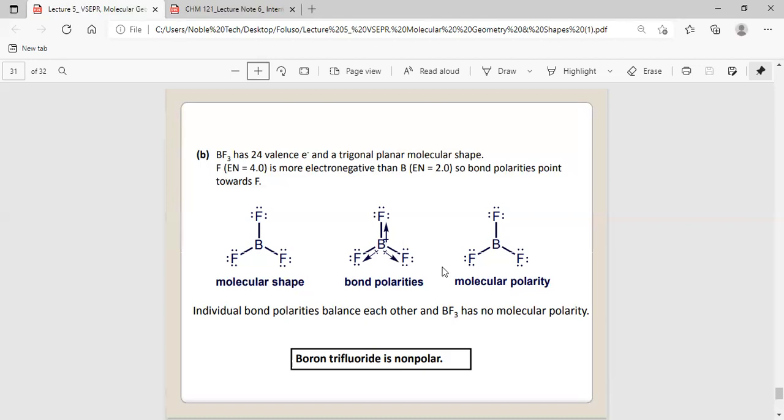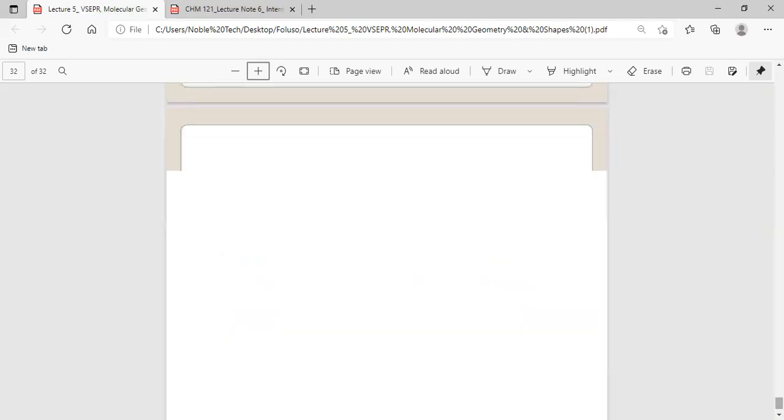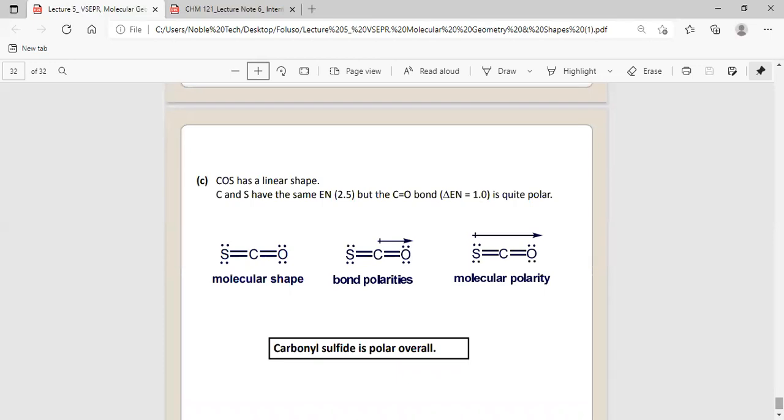As this is pulling this, then pulling that and pulling that, they counter each other. So they nullify each other and make the molecular polarity of boron trifluoride to be 0. So the dipole moment of boron trifluoride is 0. So because of that, boron trifluoride is a non-polar substance.